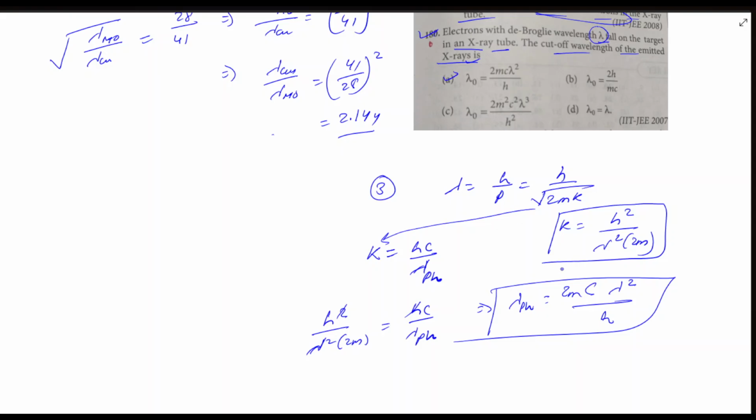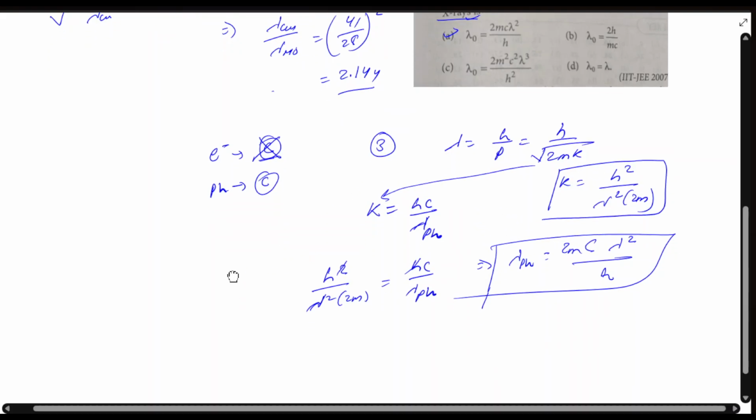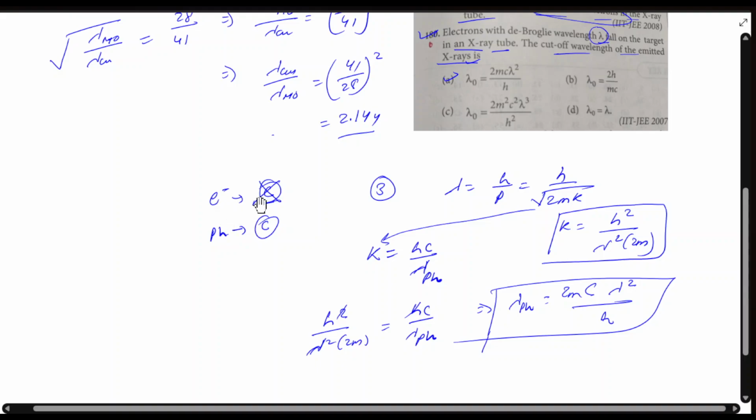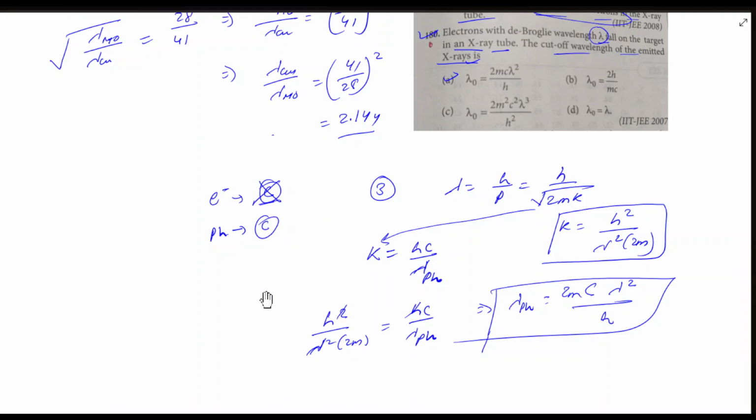Perfect. Now you must be asking, sir, why is it happening? Look, the electron cannot move with the speed c. That is the problem here, whereas our photon is moving with the speed c. If the electron were moving with the speed c, then definitely lambda naught would be equal to lambda, but it is not happening. That is the issue. Of course, we don't know if this electron is moving with the speed c or not. That is why we have put lambda here.